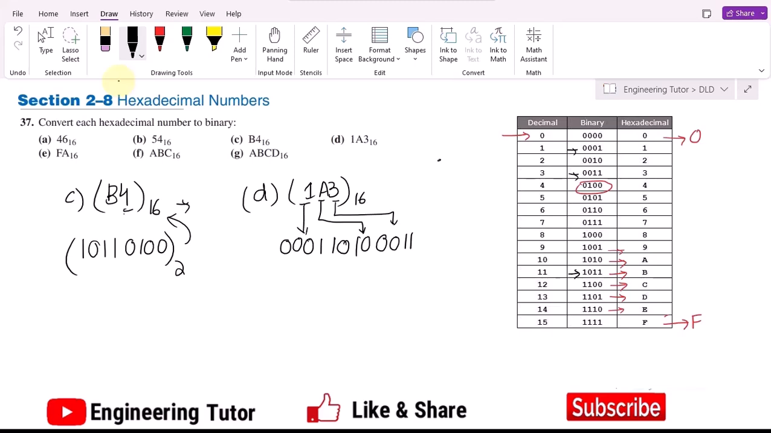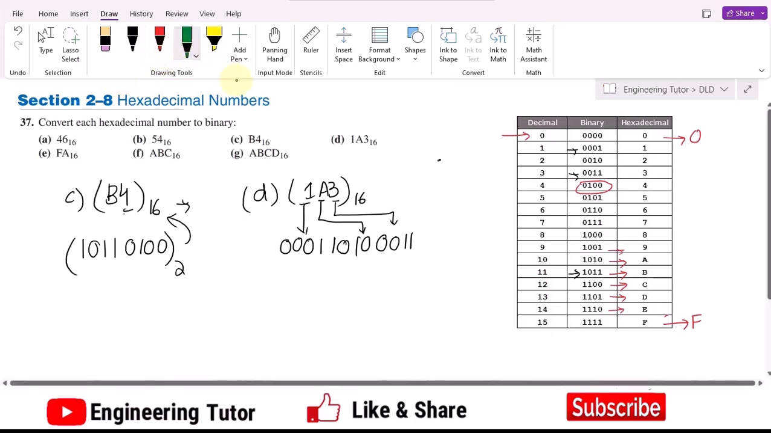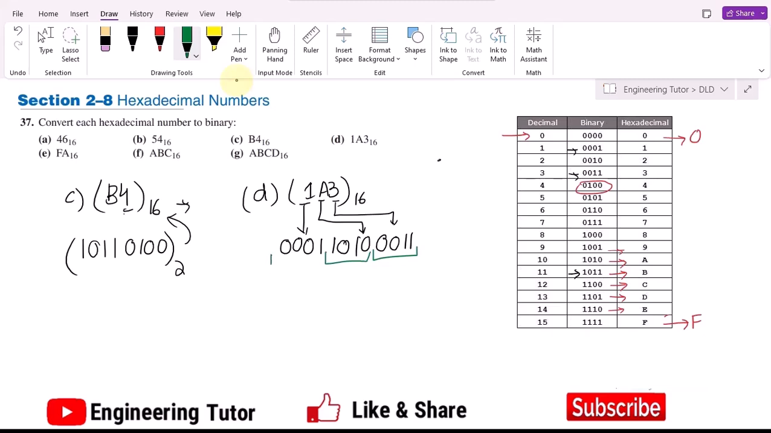So we can see that here we have converted them into 4 parts of 4 bits each, which are 0001 1010 0011. Each group here is 1, this is A, this is 3. So that is the binary equivalent of the number.